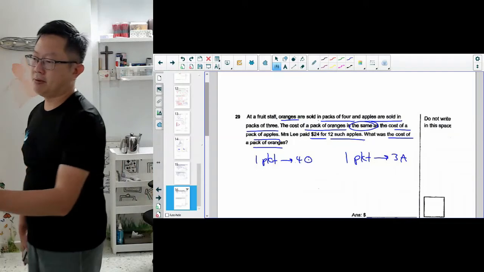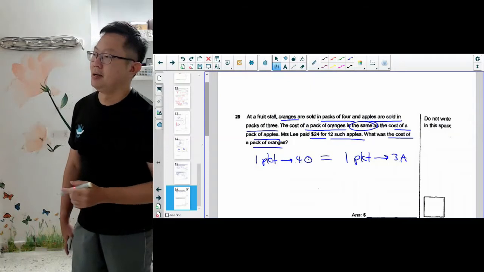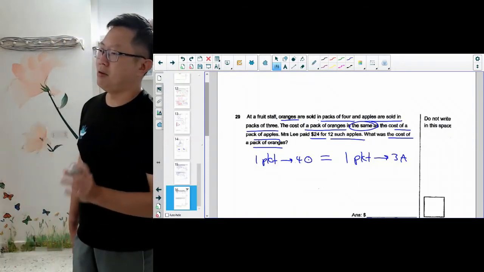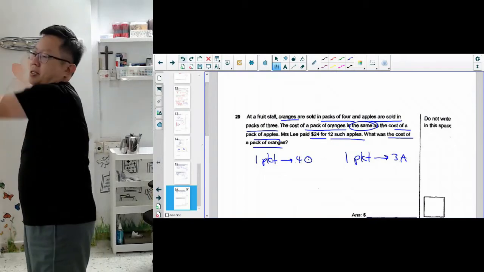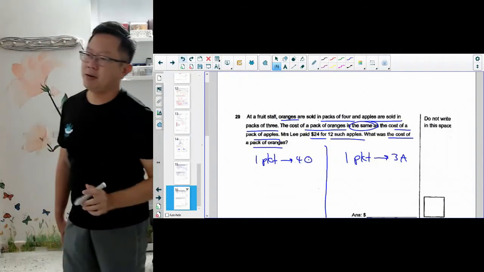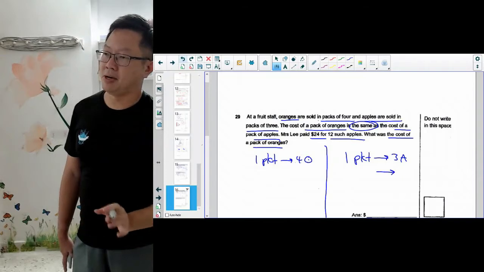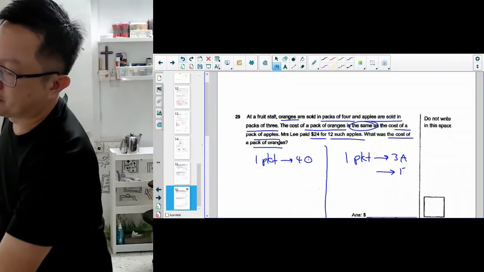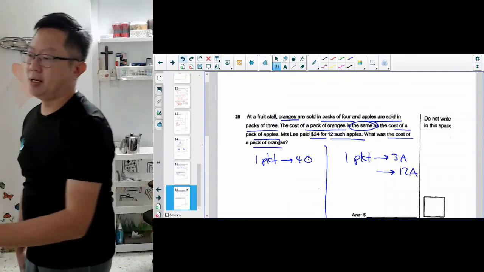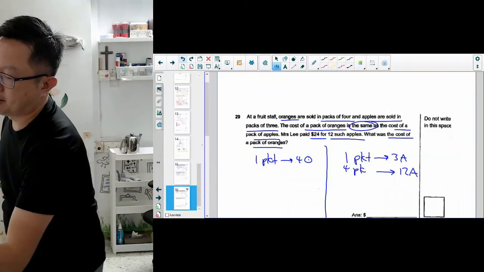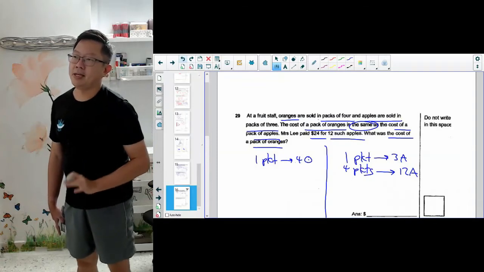Means they are the same, right? So they are actually equal. Same cost, same money. So Mrs. D paid $24 for 12 apples. Okay, let me just draw a line here. So if there are 12 apples, then how many packets are there? That will be 12 divided by 3, you will get 4 packets. And if there are 4 packets, then how much is that?